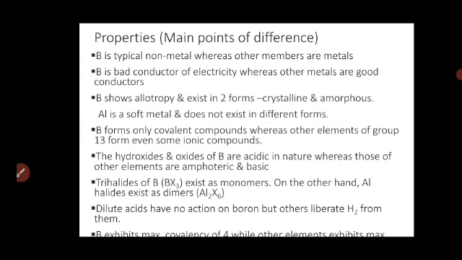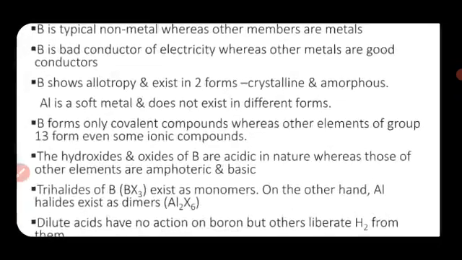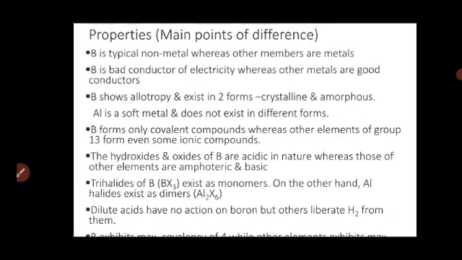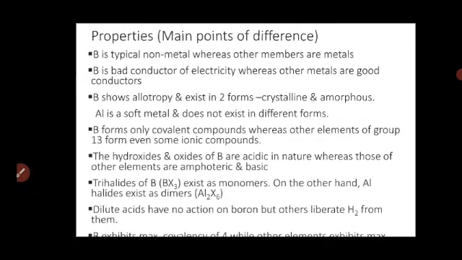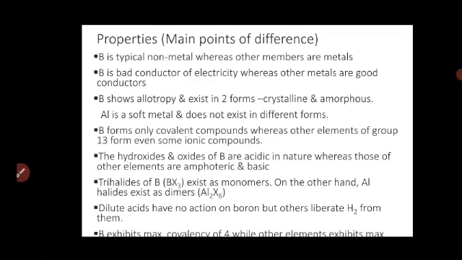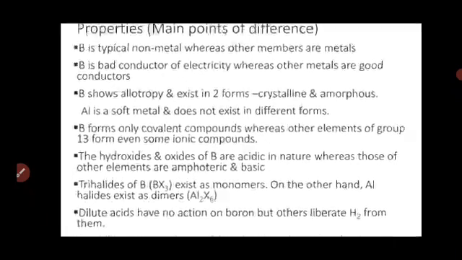Now boron shows allotropy. It exists in 2 different forms, that is crystalline and amorphous. This we have seen in reaction with air. Crystalline form does not react with air, whereas amorphous boron reacts with air to form oxide. Aluminum is soft metal and does not exist in different forms. Means it exists only in one form.